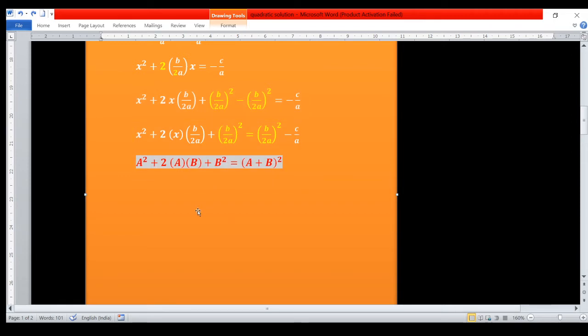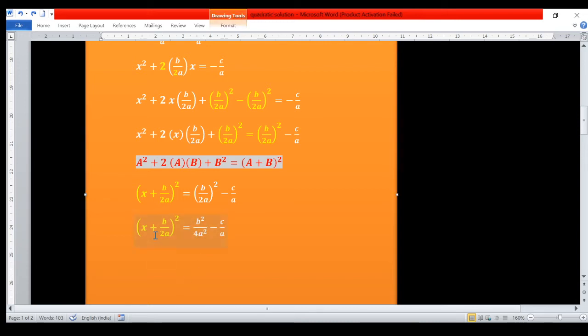Okay, next step. Therefore the left side x square plus 2x into b by 2a plus b by 2a the whole square can be taken as a plus b whole square. So x plus b by 2a the whole square. Right side same, b square by 2a whole square. So I didn't do any change on the right side.